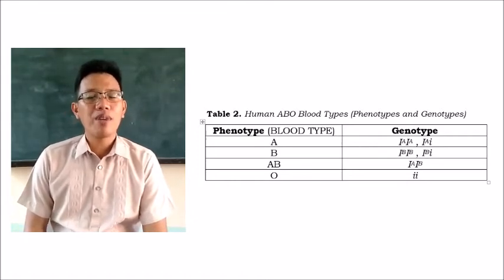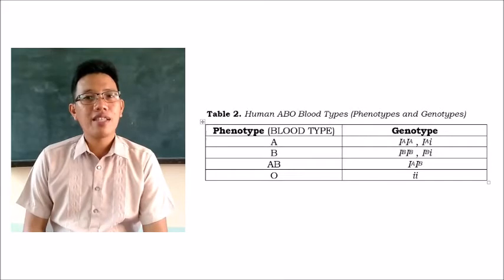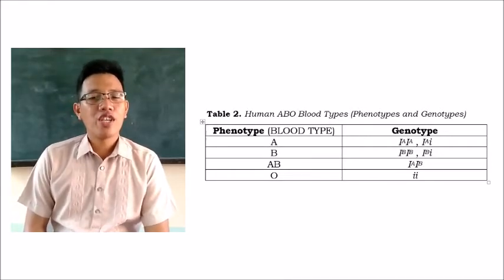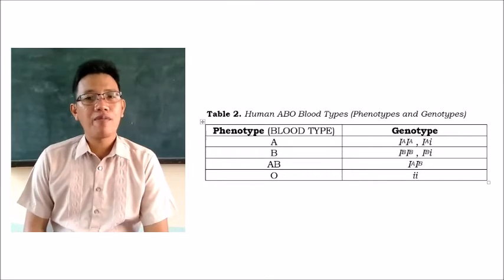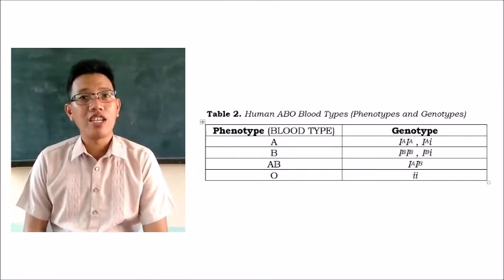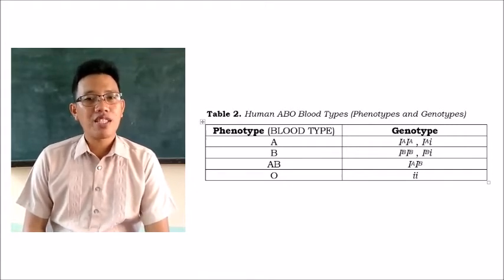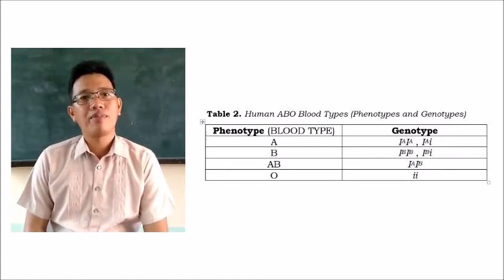For homozygous blood type B, it is stated there: IB, IB. For heterozygous blood type B, you have IB and small letter i. For blood type AB, you have IA, IB. And for blood type O, because it does not code for an antigen, it is represented by two small letter i's. That is now the genotype.